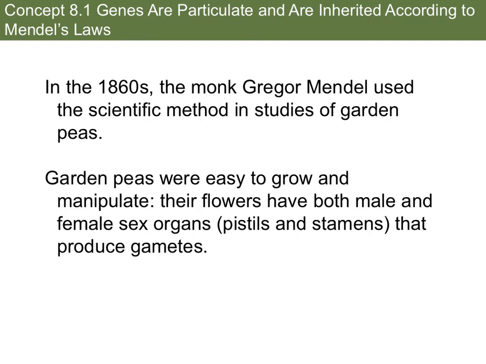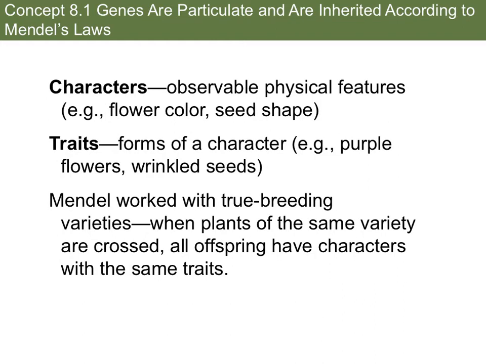In the 1860s, the monk Gregor Mendel used the scientific method to study garden peas. The nice thing was that garden peas were easy to grow and manipulate. Their flowers have both male and female sex organs, known as stamens and pistils, that produce gametes. The way that he described it was in terms of their characters. So these are the observable physical features, such as flower color or seed shape.